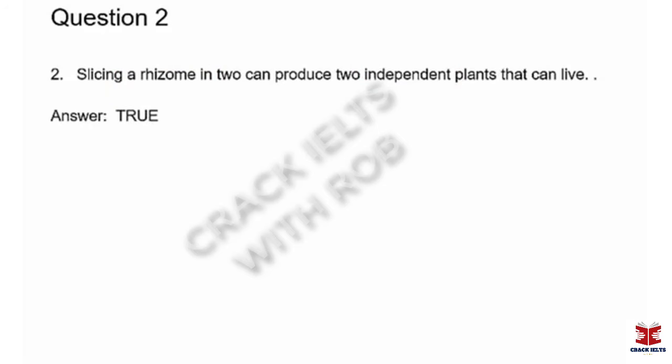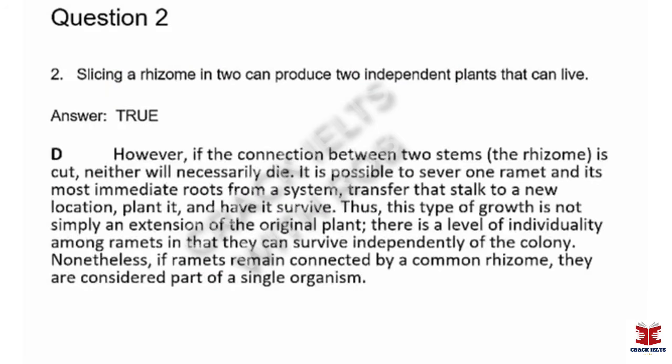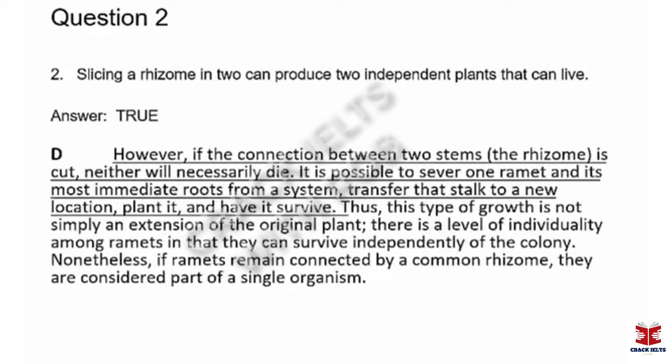Well, the answer is true because we find that information in paragraph D, particularly this part that's underlined. It says, however, if the connection between 2 stems, the rhizome, there's our key word right there, is cut, neither will necessarily die. It is possible to sever one ramet and its most immediate roots from a system and transfer that stock to the new location, plant it, and have it survive.